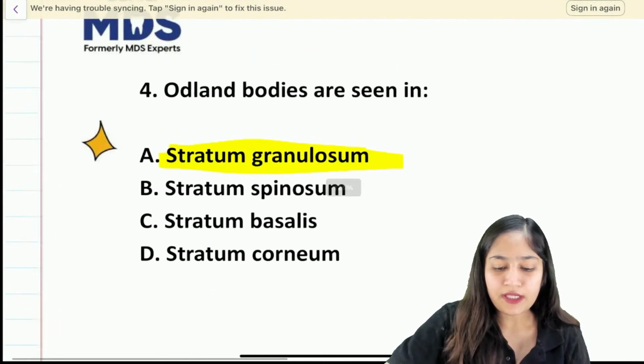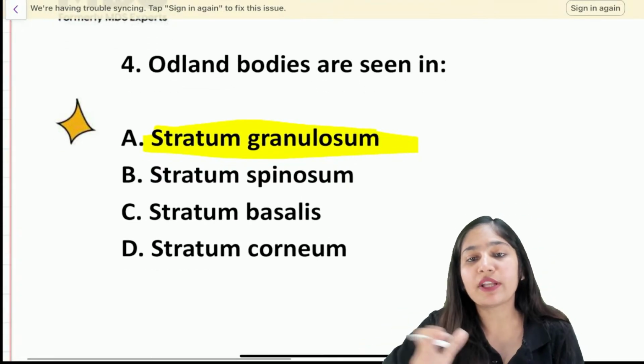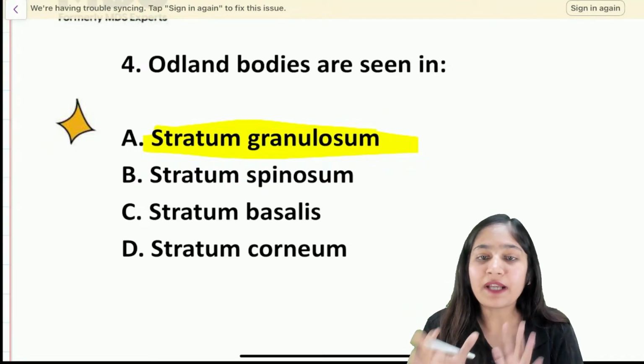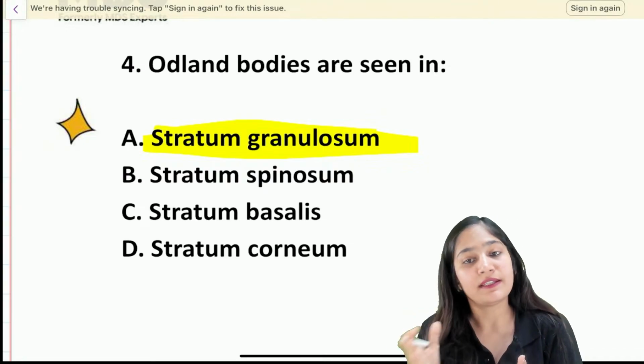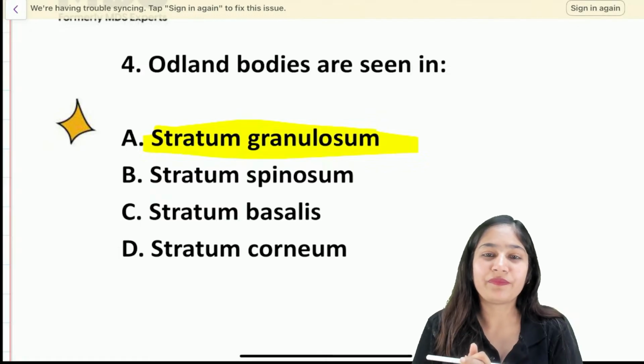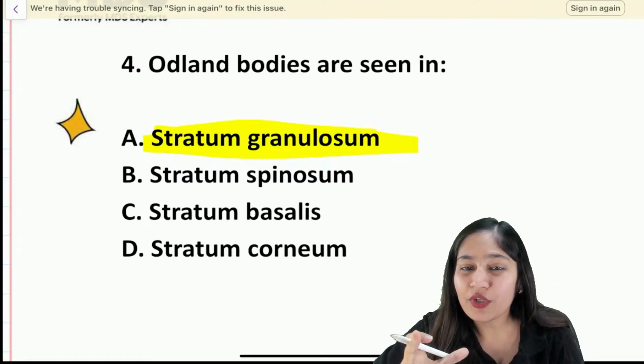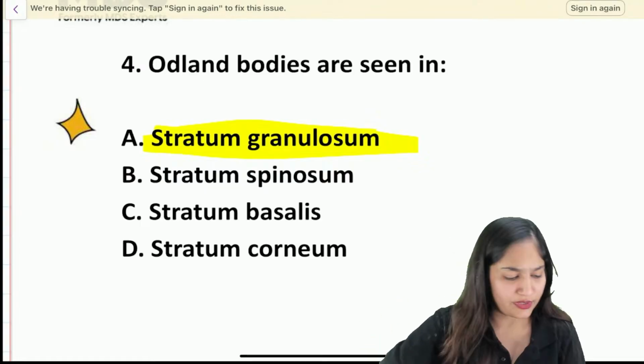Okay. So I think Ruby's doubt is also clear. Odland bodies and keratohyaline granules: both are a feature of stratum granulosum, but the most prominent feature is keratohyaline granules. And Odland bodies are mainly present in stratum granulosum, just above stratum spinosum.